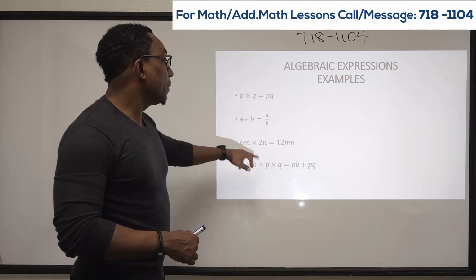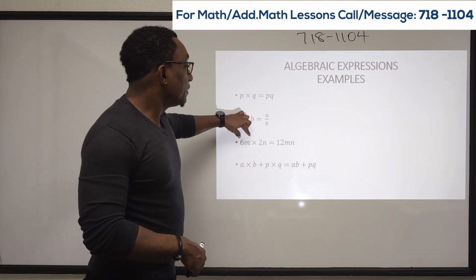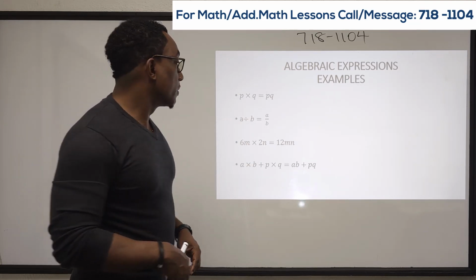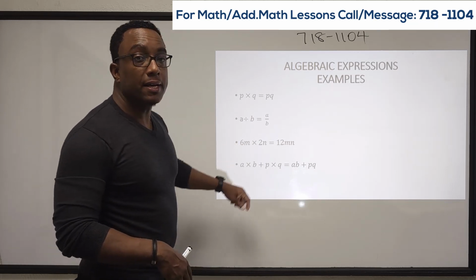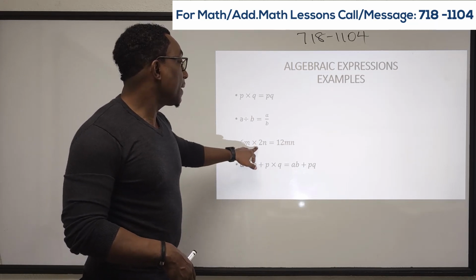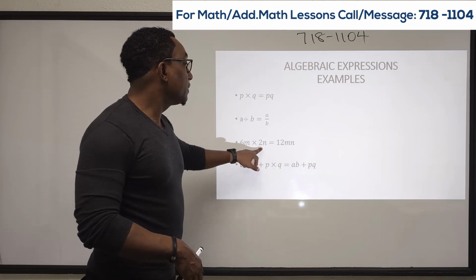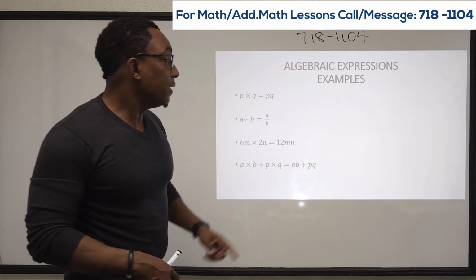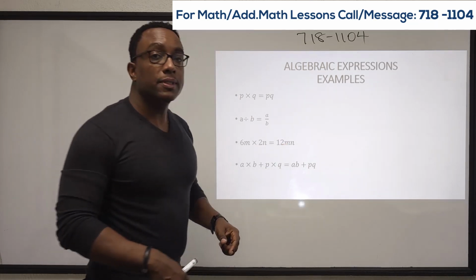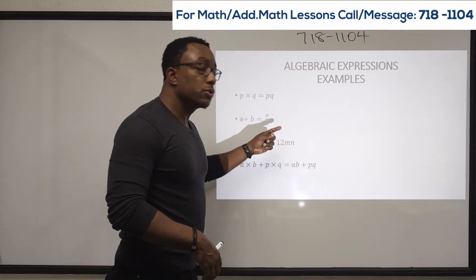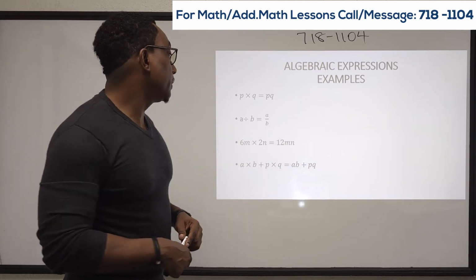If I have 6m multiplied by 2n, I'm multiplying here two quantities. So 6m by 2n, I can multiply the coefficients. 6 by 2 will give me 12. m multiplied by n will give me mn. So this here represents your term, and this also represents your algebraic expression.